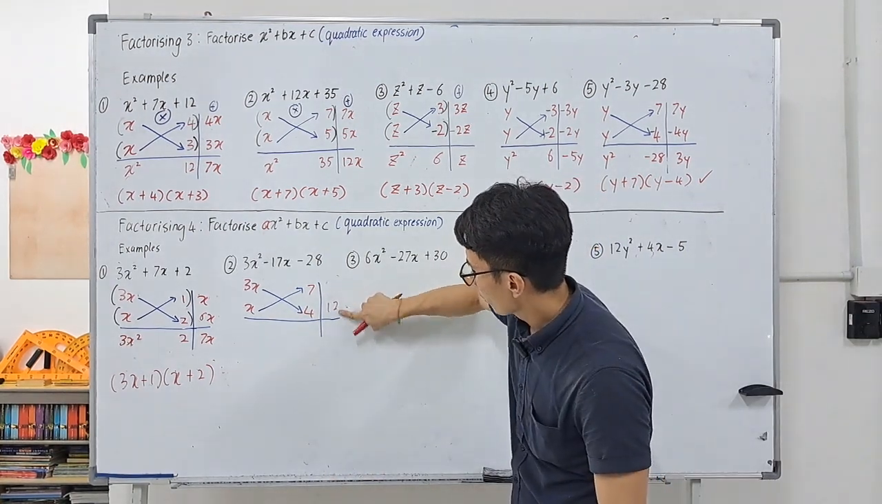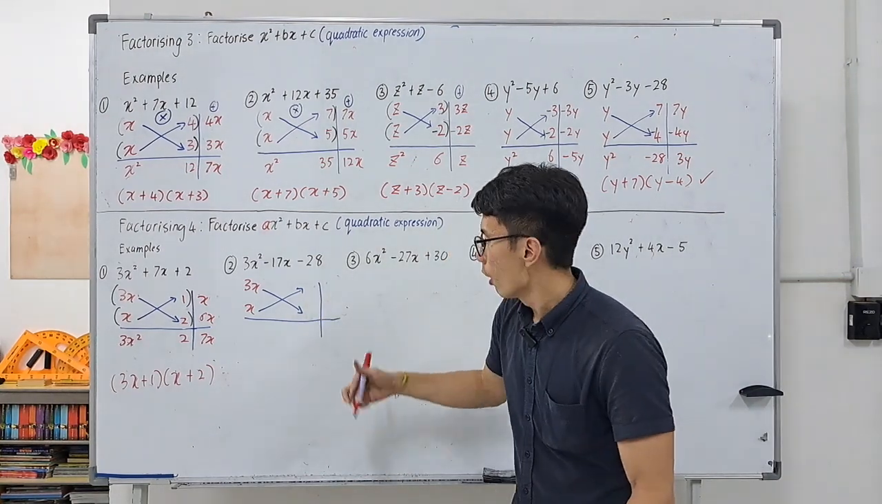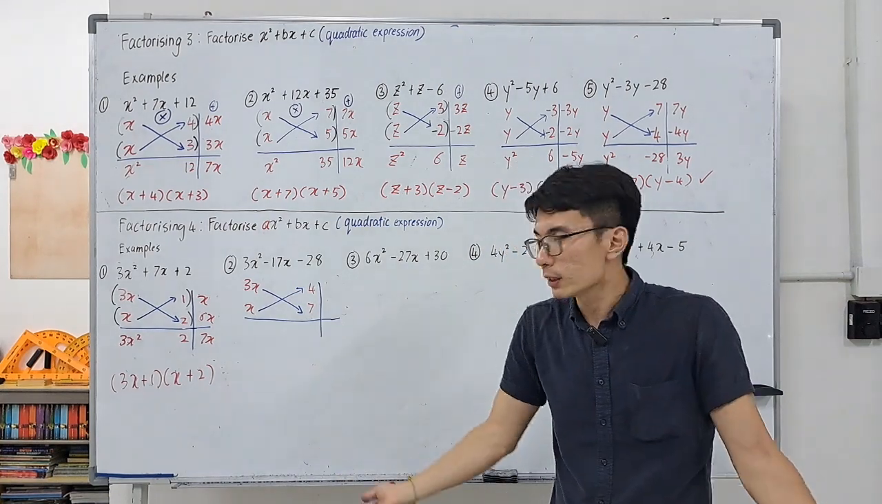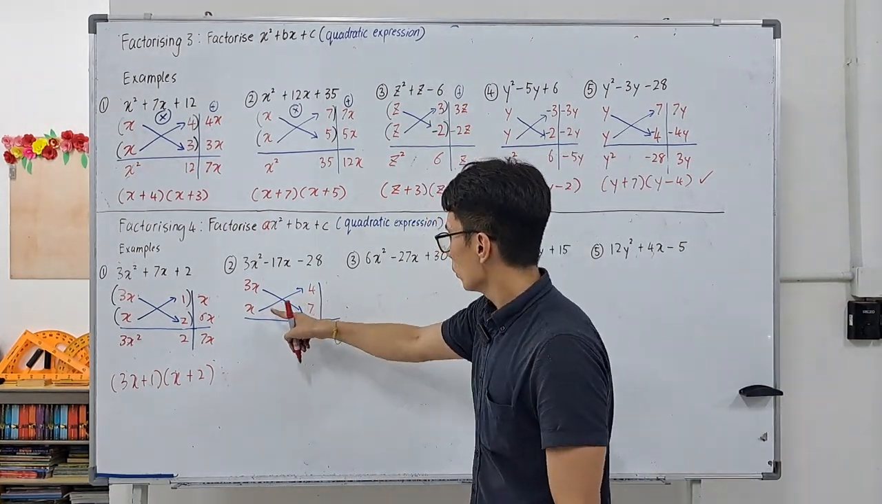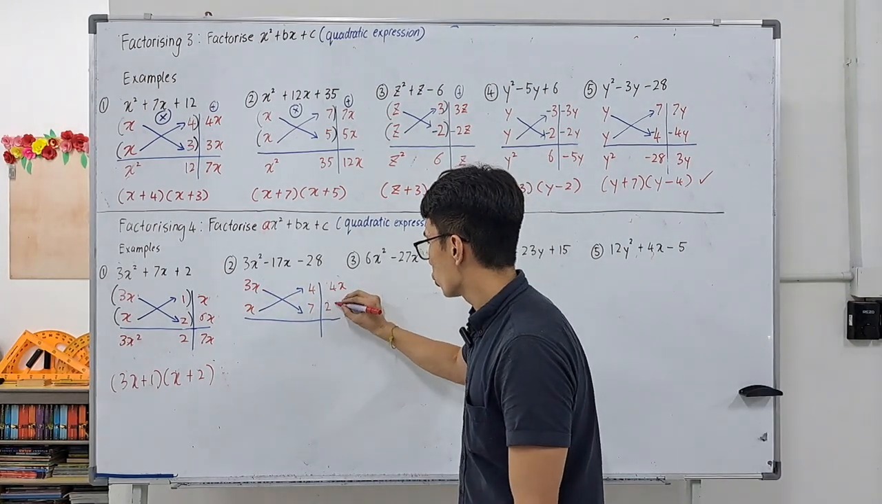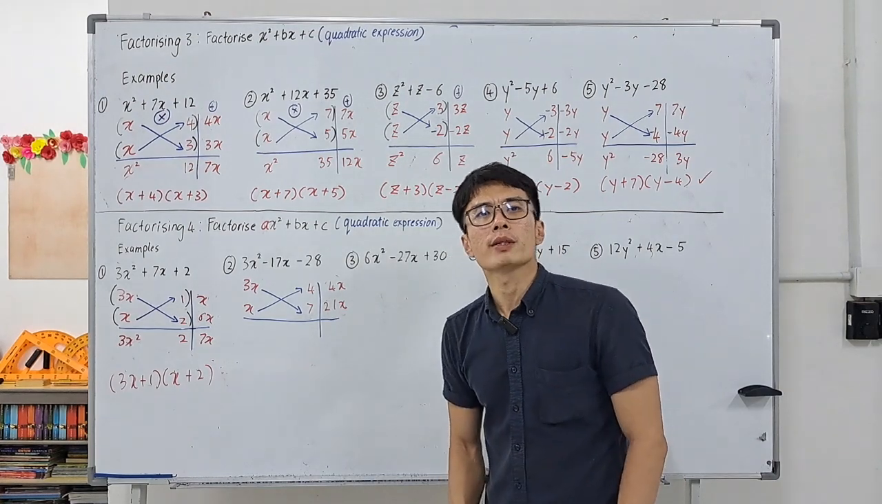All right, so we know that this arrangement, 7 times 4, is not correct, but let's flip it and have 4 and 7 over here. Let's see what's going to happen. This times this will give me 4x. This times this will give me 21x. All right, looks much more promising now, right?